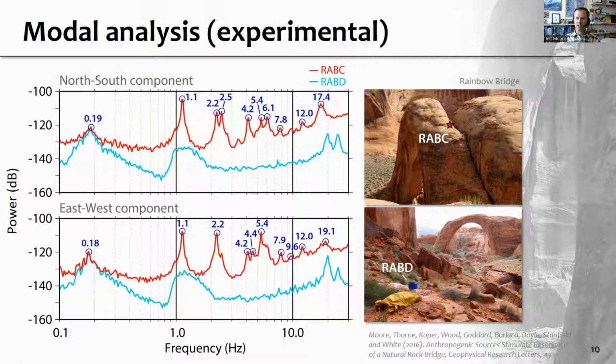Think about it like a sound spectrum. If I pluck a guitar string or strike a piano key, you hear not just one tone, one frequency. You actually hear a combination of many tones. You have the fundamental, that's the lowest, but then you have a number of overtones. And natural arches, bridges, and towers actually do the same thing. Here we see the fundamental frequency of Rainbow Bridge, or the lowest natural frequency, is at about 1.1 hertz. And we see that on the two stations. This is the north-south component of motion, and this is the east-west component of motion. The next mode comes at 2.2 hertz, 2.5, 4.2, and so on.